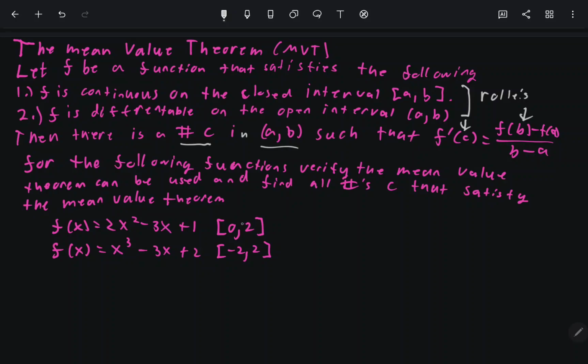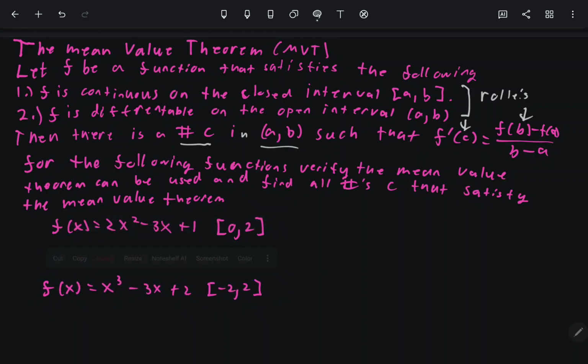So for this first one, let's think for just a moment, and I'm not going to write this one out. Is it continuous on the closed interval from 0 to 2? Yes, it is, because it's a polynomial. All right. Is f differentiable on the open interval from a to b? Yes, it is, because f is a polynomial. All right. So it satisfies the two conditions. So there must be a value c.